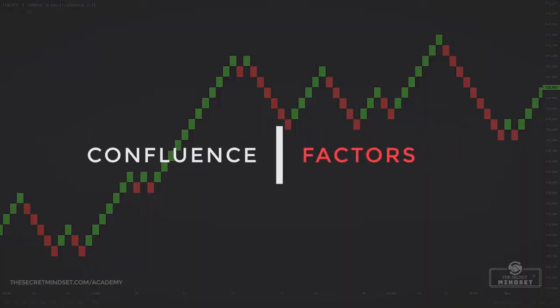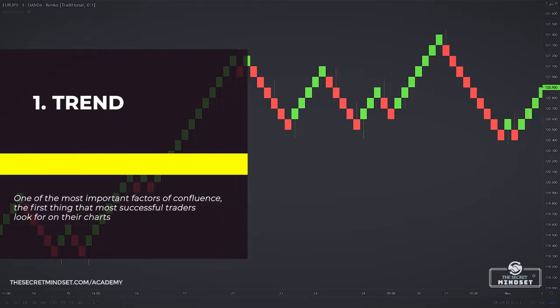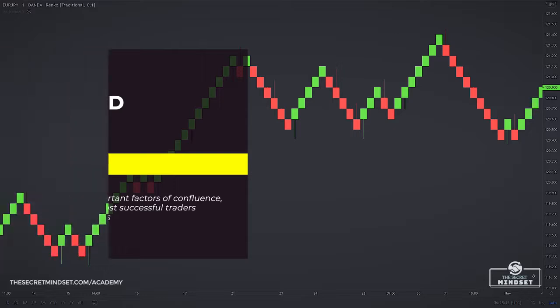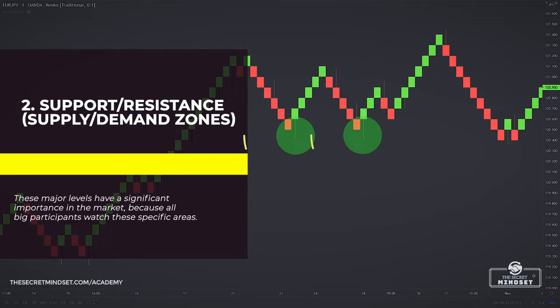So what are other factors of confluence? First, the trend. It's one of the most important factors of confluence. This is the first thing that most successful traders look for on their charts. You can't trade any setup without identifying if it's in line with the direction of the market or not. Next, support and resistance levels and supply and demand areas. These major levels have a significant importance in the market because all big participants watch these specific areas.